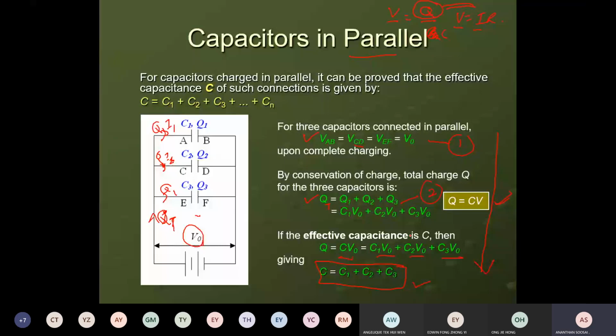Okay. So you got an idea. These are the derivations you have to know. Parallel.